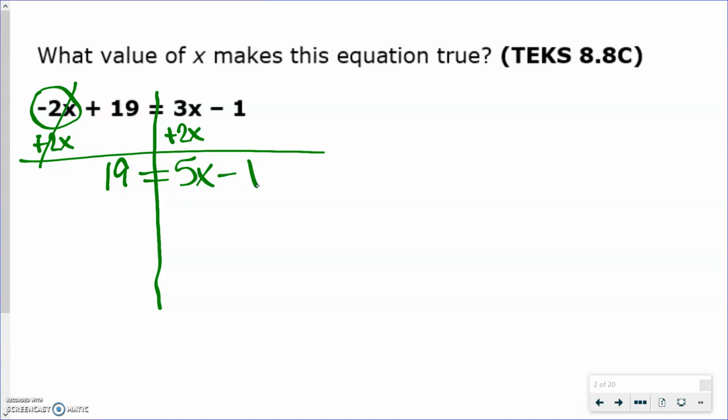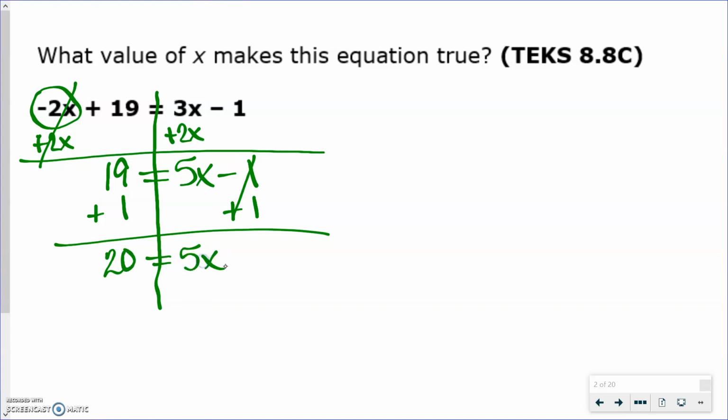After that, I am going to add or subtract my constant, and my constant is 1, so it's being subtracted. The opposite of subtracting is to add. So I'm going to add 1 on both sides. This cancels. 19 plus 1 gives me 20. 20 is equal to 5x.